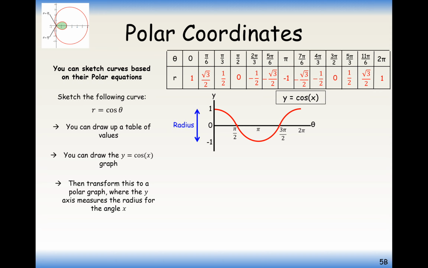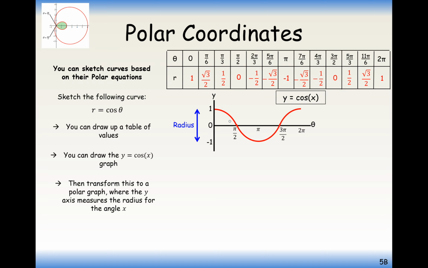The reason I've drawn this graph here is that it's helpful to visualize that the y-axis here is effectively the r value. So it's effectively the radius, the distance from the center point as the angle rotates round.